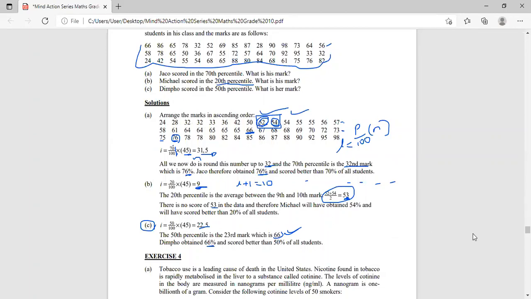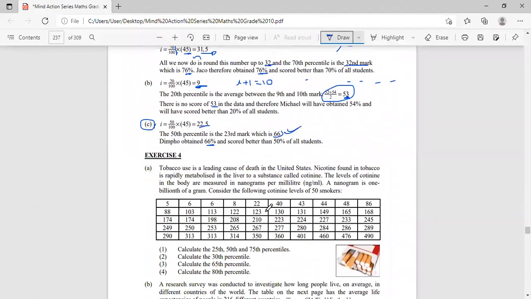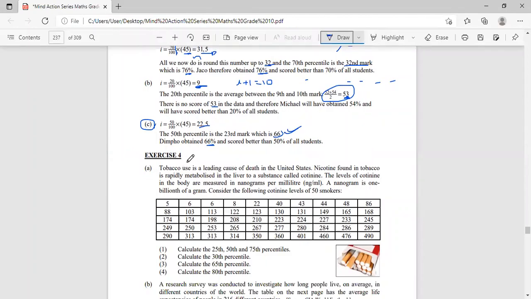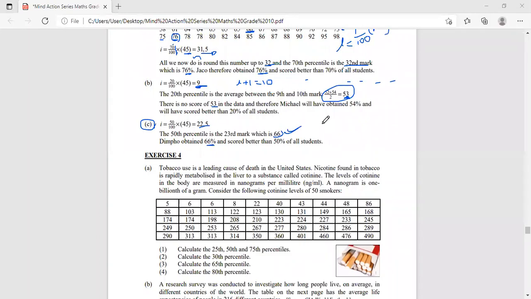Questions? No questions. Okay. Exercise 4, they're talking about smokers. Sir, please explain again. What do you want me to explain?